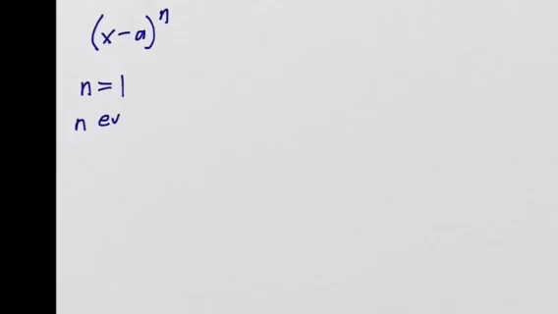Then n is even, or n is odd. So when n equals 1, if you think about the line y equals x, that just passes right through the origin, doesn't level off or anything. So it's going to be something that looks like that. It's going to go through the x-axis, not level off or anything.